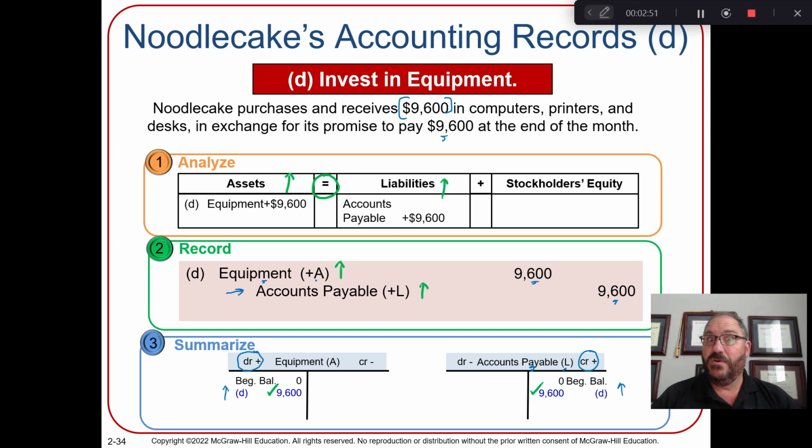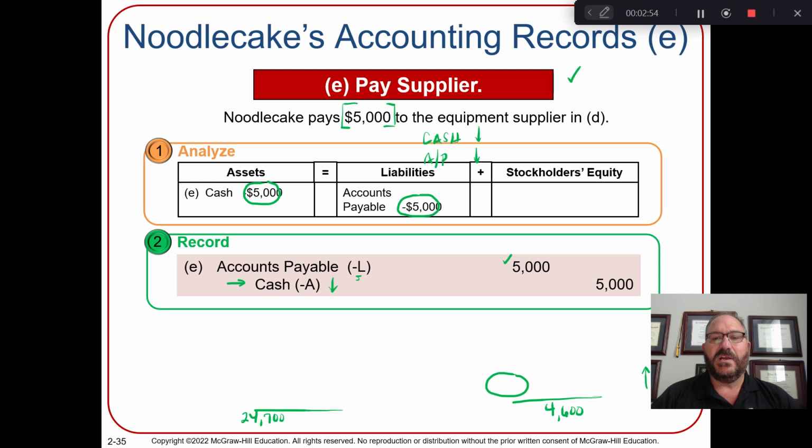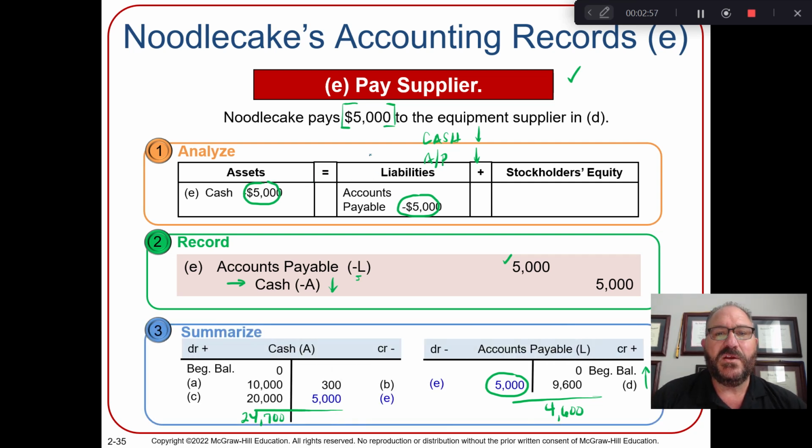Not too hard. Now we're going to pay that supplier. It looks like we're only partially paying them. We bought that equipment, but now we're going to give up some cash and lower what we owe. So we're going to debit the accounts payable. We're going to debit that liability. Debiting it lowers it, so now we only owe $4,600. And look what happens to our cash. We credit it to lower it. See how it's on the credit side? So again, you indent here, and there you go.